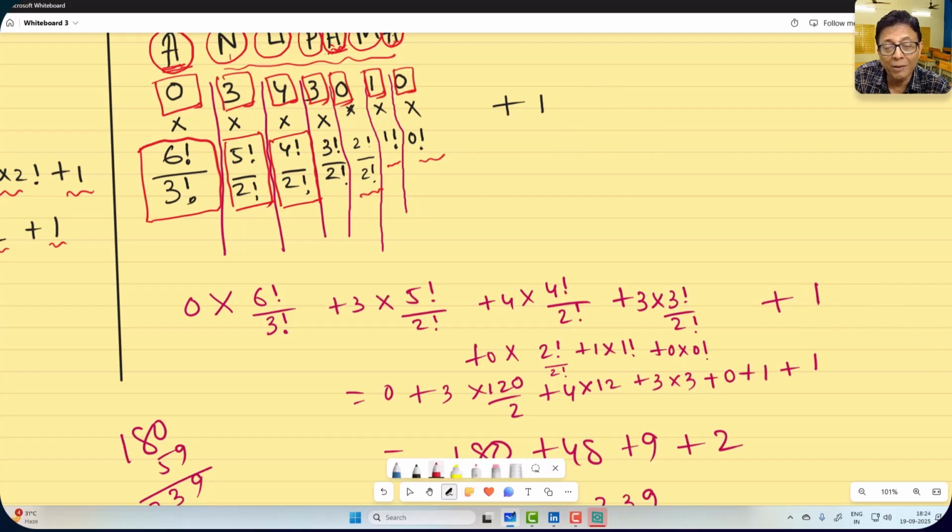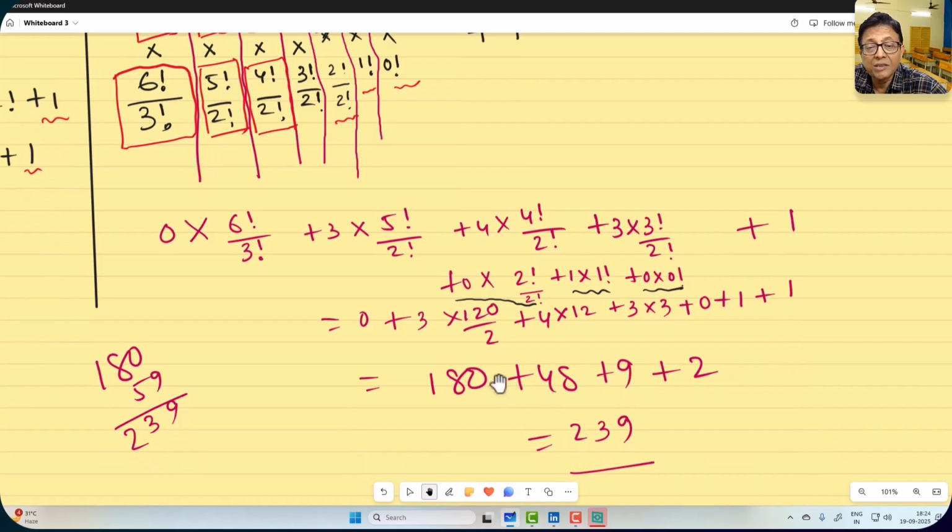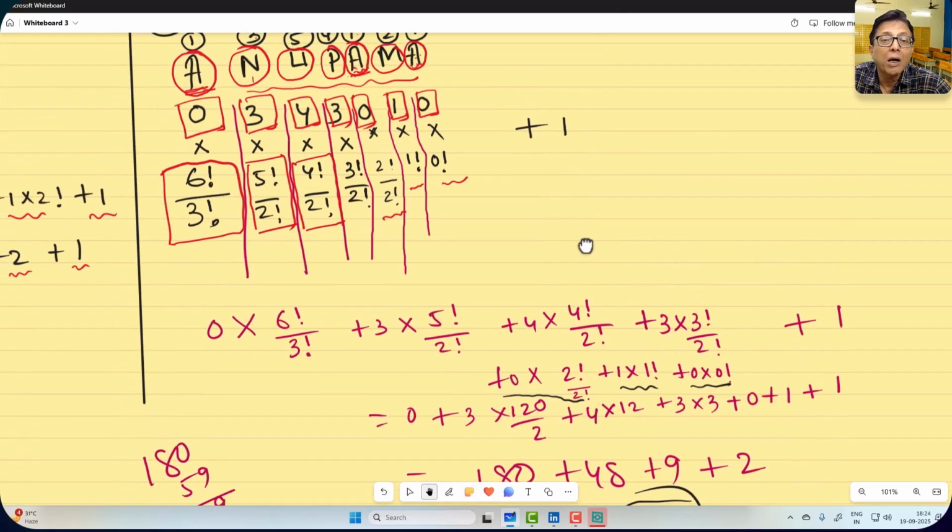Clear? Hope you have understood. I have written here also because it did not fit over there. So now go on adding. There it will be 3 into 60, 180, 48, 9 and 2. 239 is the rank of the word Anupama.